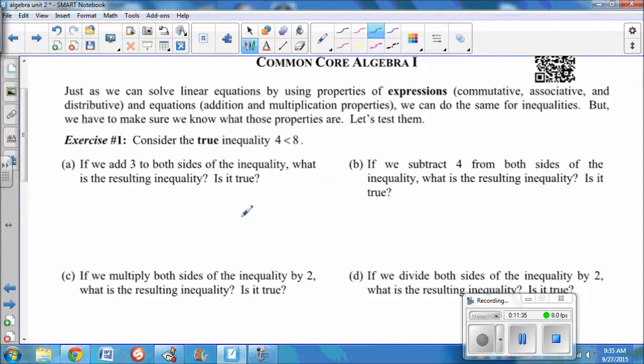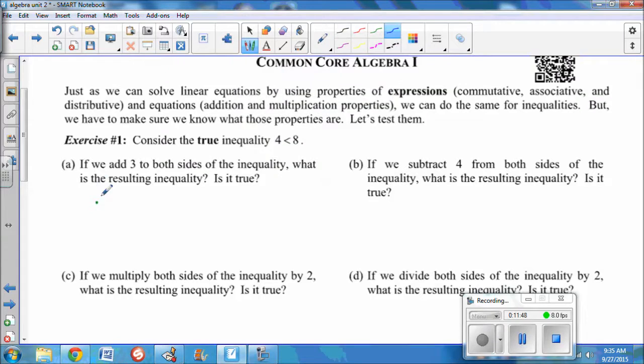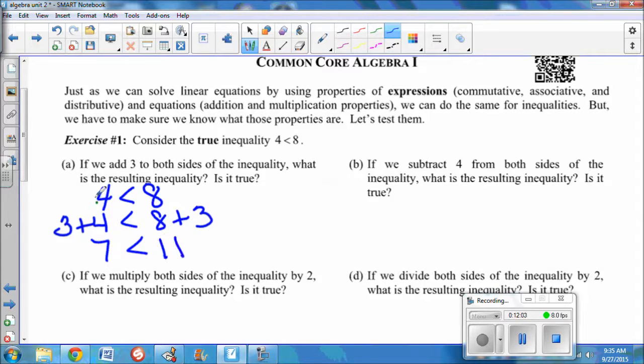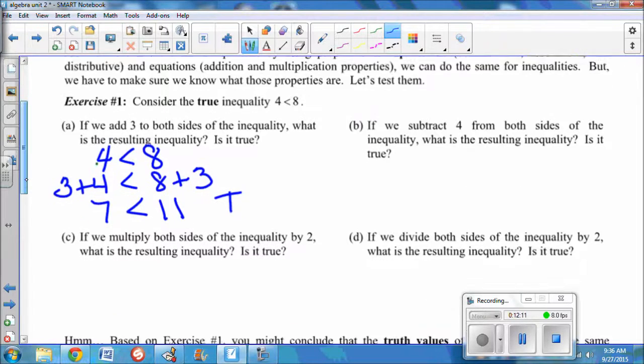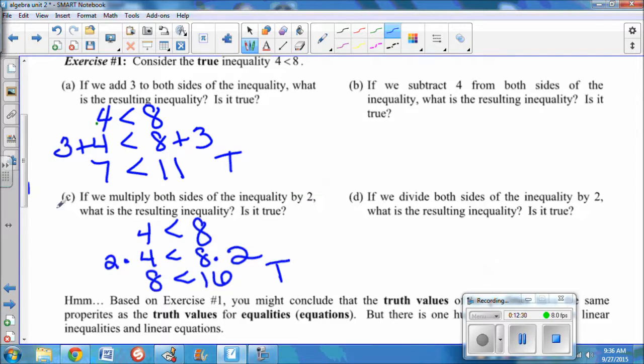So if we said, okay, 4 is greater than 8. And if we add 3 to both sides, so 3 plus 4 and 8 plus 3, is that true? Is 7 less than 11? Right? 4 is less than 8. If we add 3 to both sides, is 7 still less than 11? Yes, that is absolutely true. So what if we multiply both sides by 2? So we take that same inequality, 4 is less than 8, and we multiply both sides by 2. Do we still get a true inequality? Is 8 less than 16? And yes, that is absolutely true.